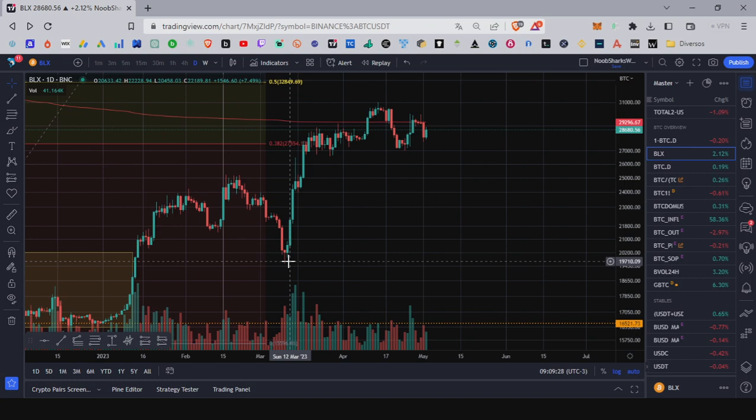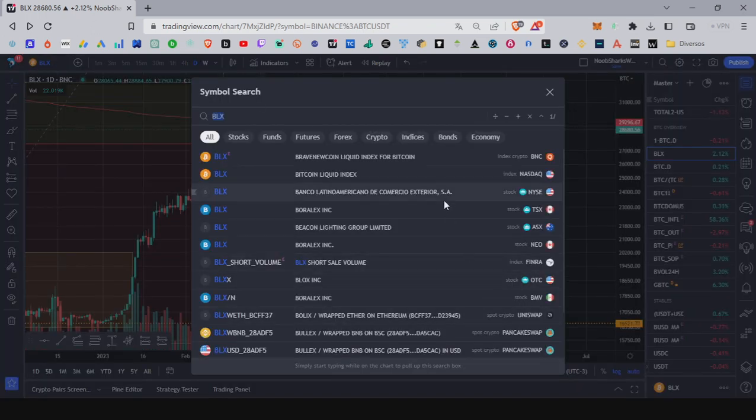Okay, so tell me something. Which exchange would you use to analyze and get good insights of volume? There's no discussion about it. So you have to use Binance. Okay, let me go again here. You see it's BOLX, Brave New Coin Liquidity Index for Bitcoin. Okay, and let's go back to Binance.